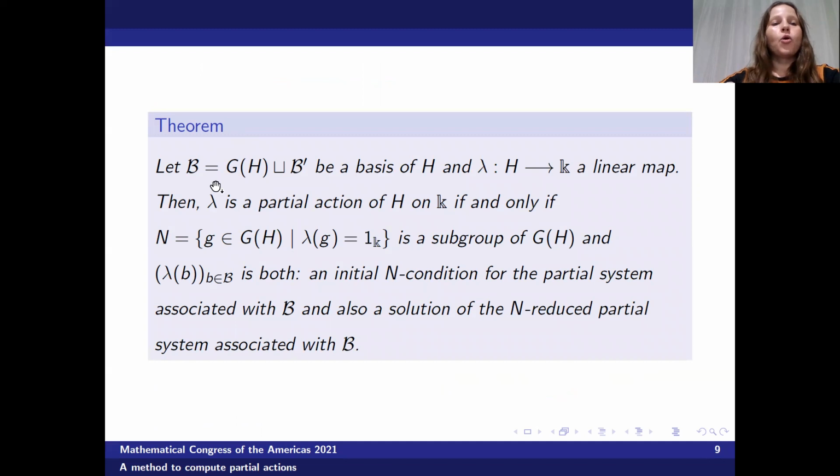Consider the group G of H and extend it to a basis of H, and lambda a linear map. Then lambda is a partial action of H on K if and only if N is a subgroup of G of H, and lambda of B is both an initial condition and also a solution for the system 4.